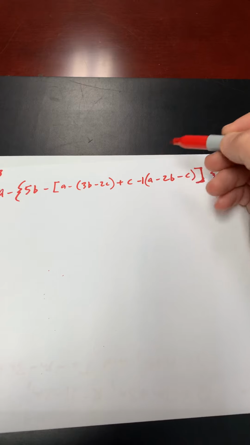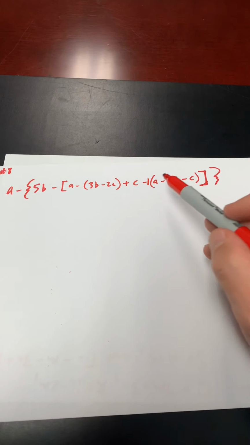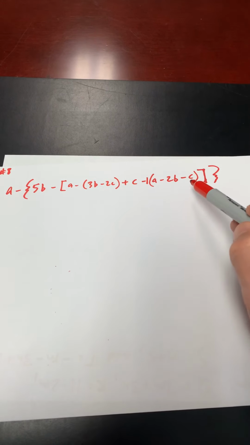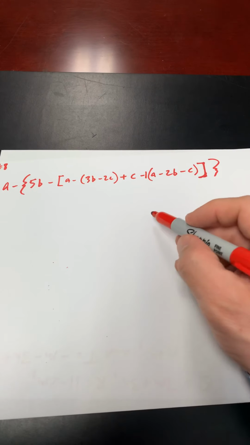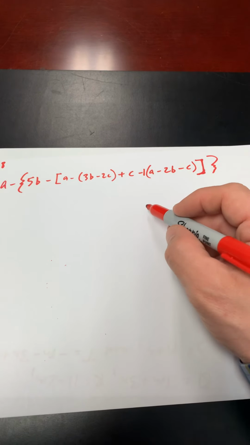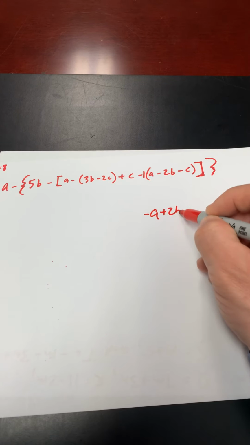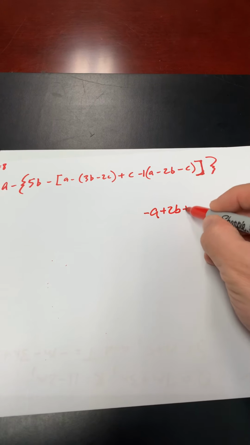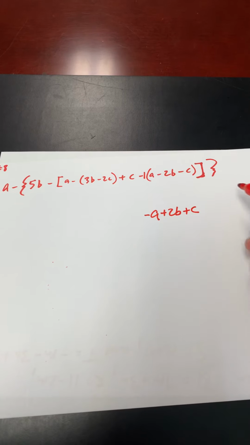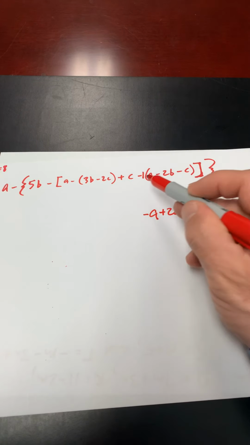Okay, so there's a negative 1 there. I'm going to distribute that negative 1 to every term inside this trinomial. So I'm going to rewrite it right here. It's going to give me negative a plus 2b plus c. So I just removed those parentheses by distributing that negative 1.